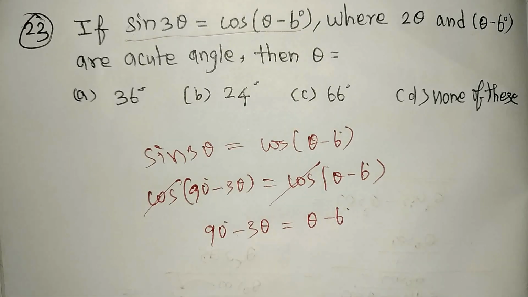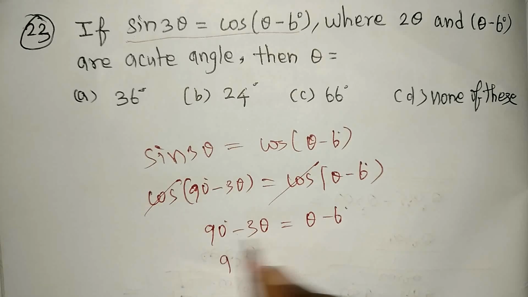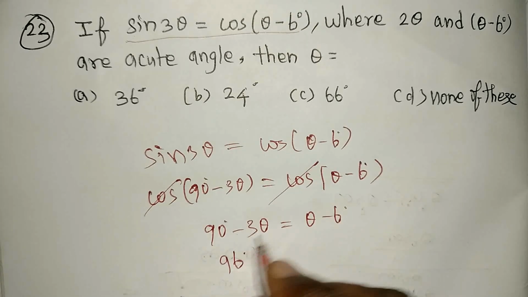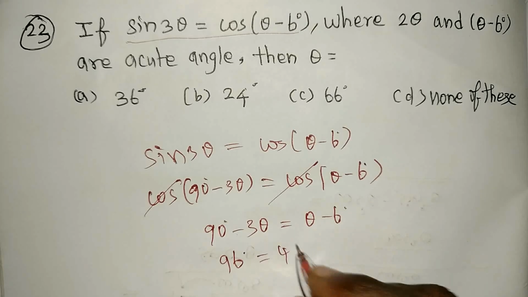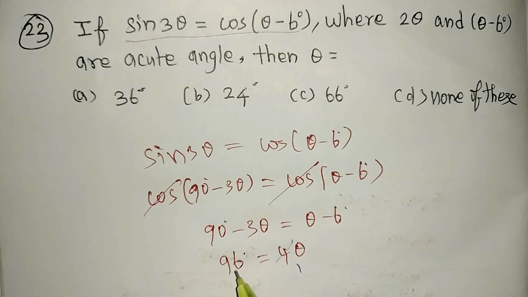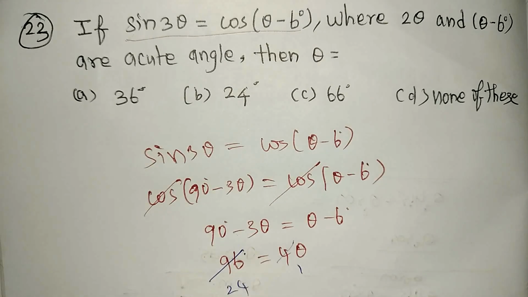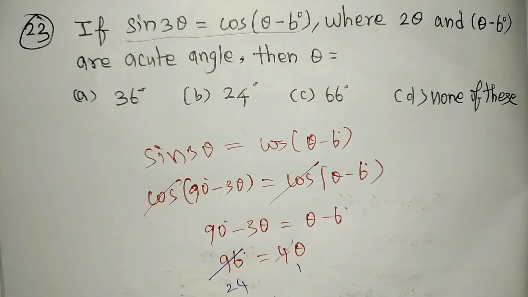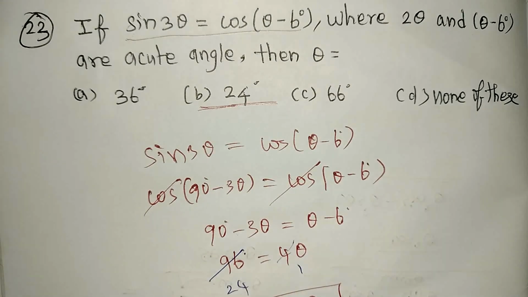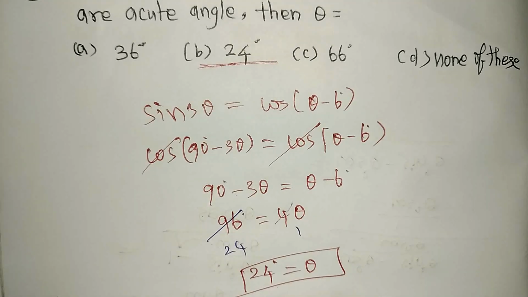So remaining I have 90 minus 3 theta equals theta minus 6 degree. So theta fully one side, numbers fully one side. So minus 6 comes to the opposite side, plus 6, so 96 degree I'm getting. Minus 3 theta goes to the opposite side, plus, so 4 theta I'm getting. If you cancel this together, 4 sixes are 24, so theta is equal to 24 degree. Okay, so where do we have this? Option number B. That's it. So this is our required answer.